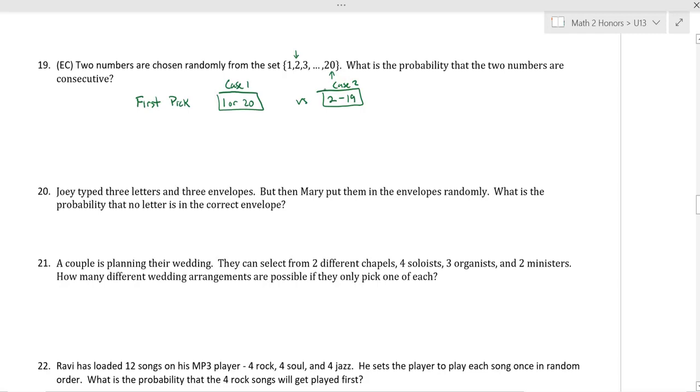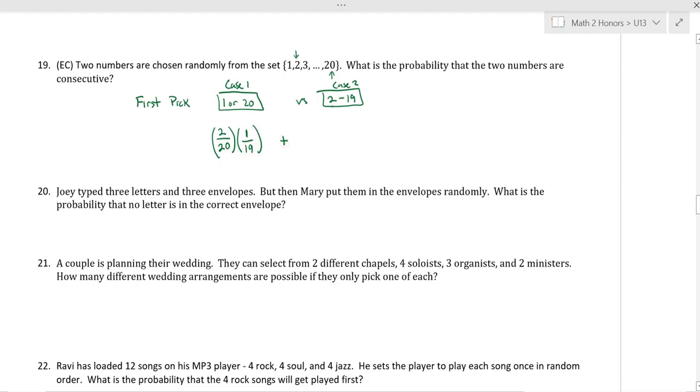So let's say my first pick was a 1 or 20. So there's 2 of those out of 20 possibilities. I pick a 1 or a 20. Then how many options do I have for that consecutive one? If I pick a 1, then I have to pick a 2. There's only 1 option. If I pick the 20, then I have to pick the 19. Only 1 option. So there's only 1 option out of 19.